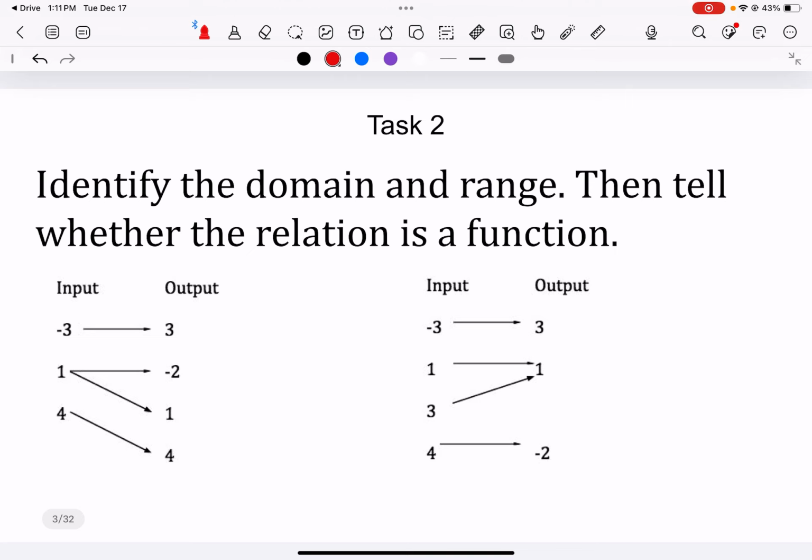Task 2, same thing. Identify the domain and range, tell whether it's a function. So the domain is the x values, or the inputs, which is -3, 1, and 4. Our range is -2, 1, 3, and 4, because those are our output values. I noticed that 1 in the input has two different outputs, so that means that this first relation is not a function.